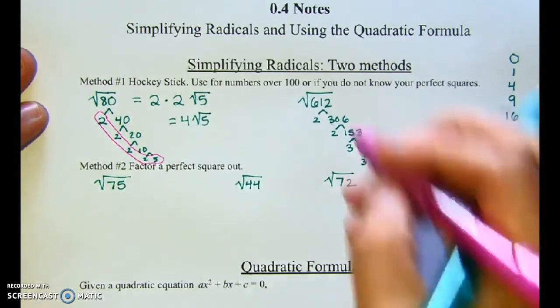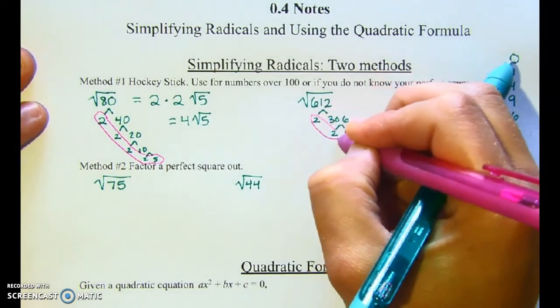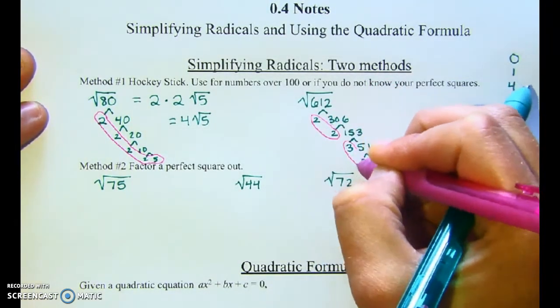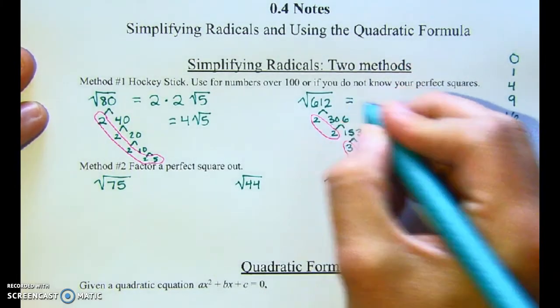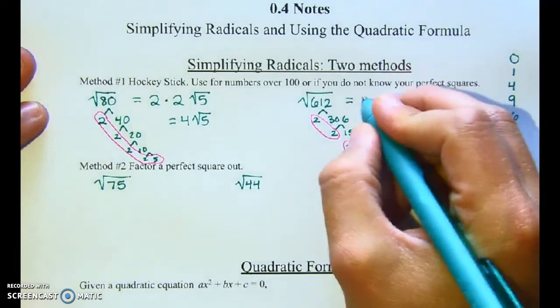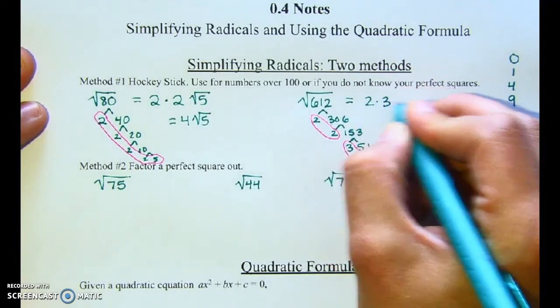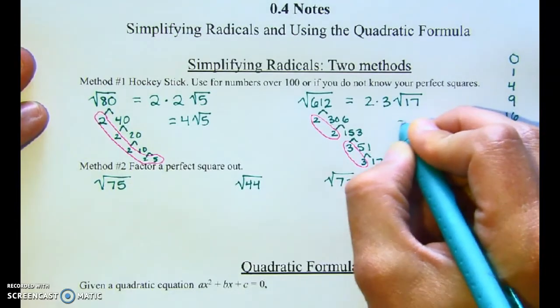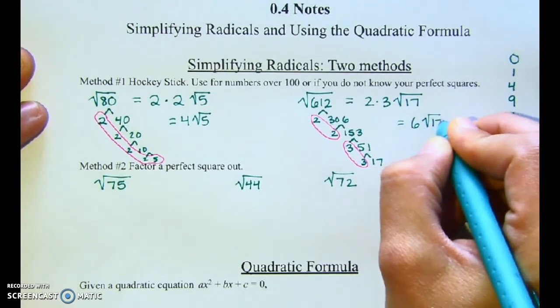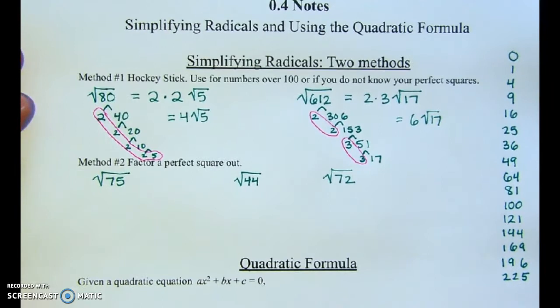So for every 2, 1 gets to come out. The 2's have a buddy and the 3's have a buddy, but the 17 does not have a buddy. So the square root of 612 is 2 times 3 times the square root of 17, which is 6 times the square root of 17. Okay, so that's called the hockey stick method.